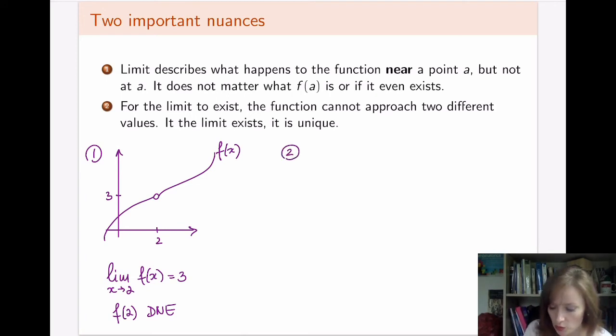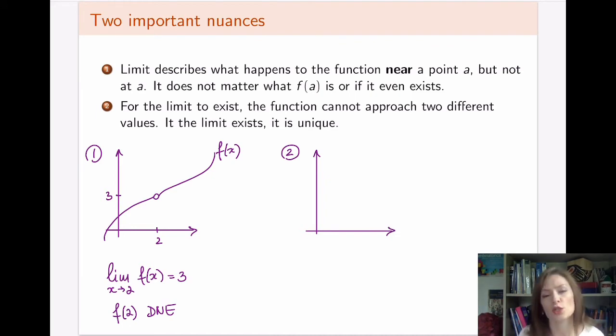And the second nuance here is that for the limit to exist, the function cannot approach two different things. If the limit exists, it has to be unique. Okay, so let's draw a little graph here as well to justify this to ourselves. So here, what would the function look like if it were to approach two different values near, once again, let's say our favorite chosen number is 2.